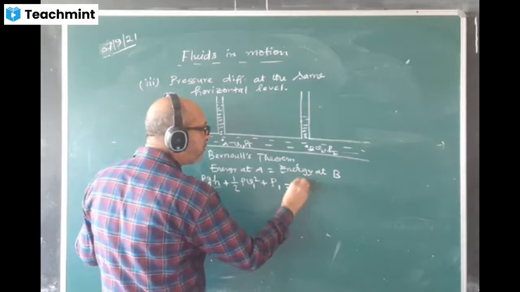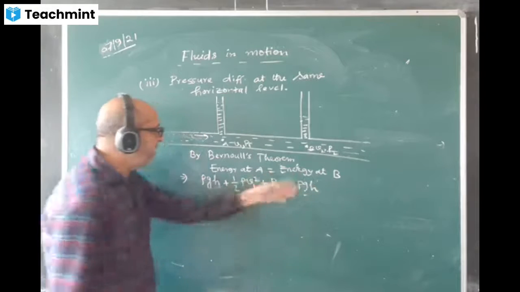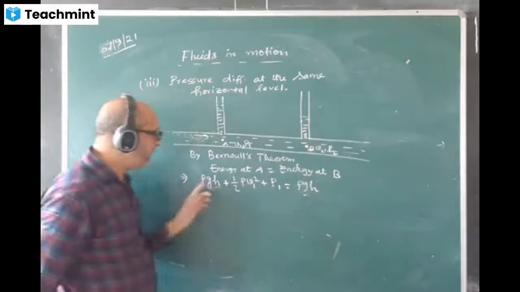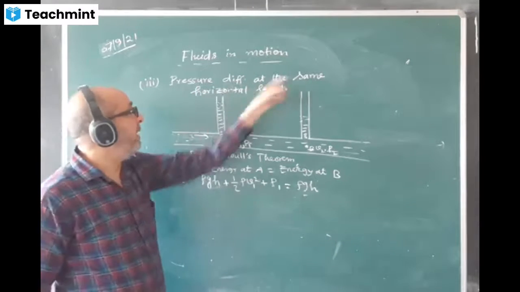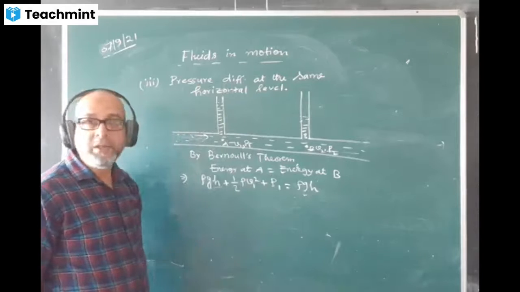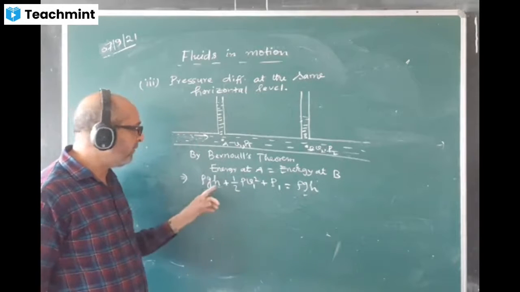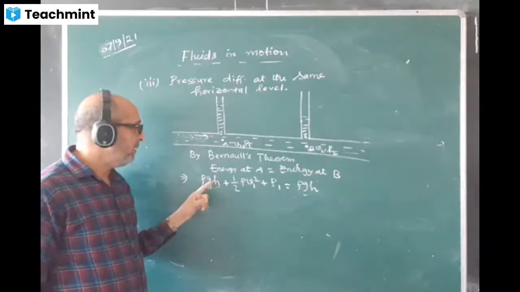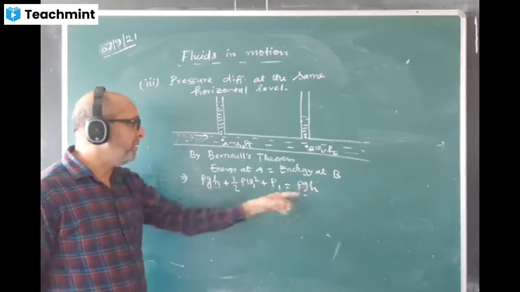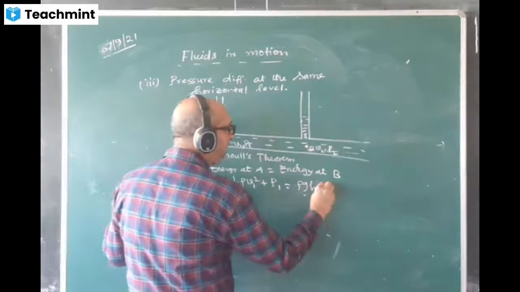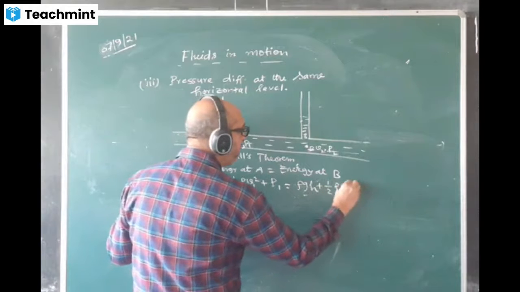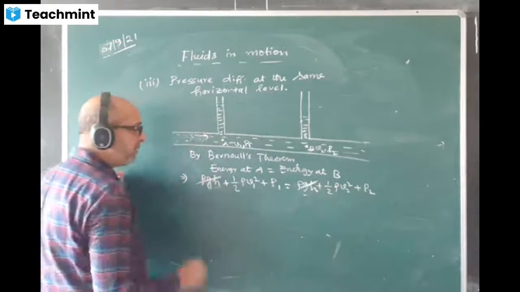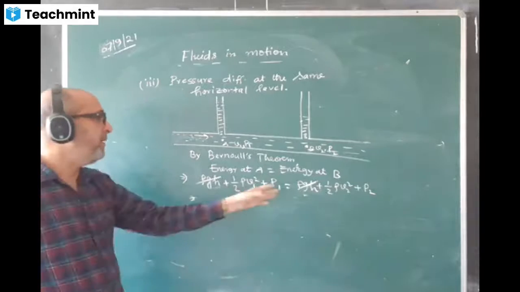Energy at B will also have rho g h. What is h? h is the height above the ground. The height of this point above the ground level is the same, which is why I gave the same horizontal level. Same horizontal level will have the same height from the ground surface, so we have the same potential energy here. Plus, here I write half rho V2 square plus P2.